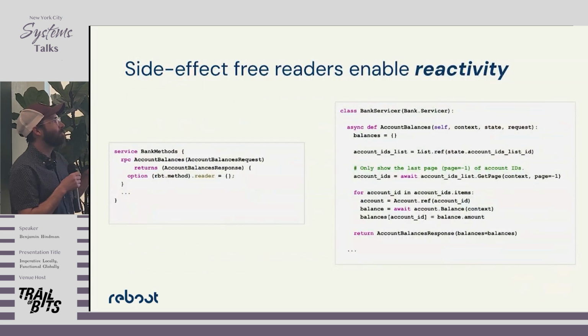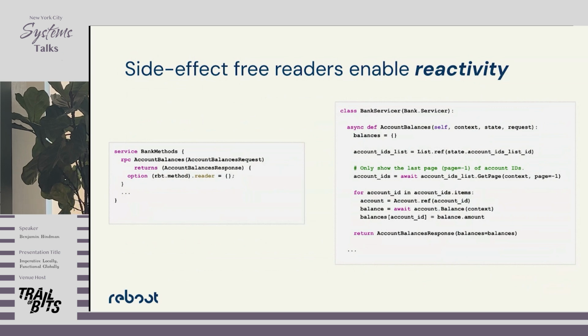Now, one of the big powers of having side effect-free readers is that it enables us to introduce reactivity as a first-class primitive in the programming model. OK, so I'm going to transition here a little bit from the account to a bank. So you can imagine a bank has one of the methods called account balances, which is a reader. This is the implementation of account balances.